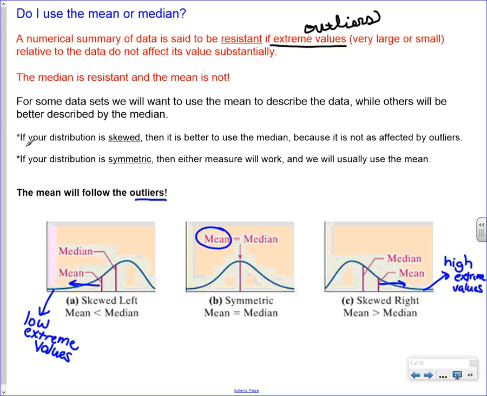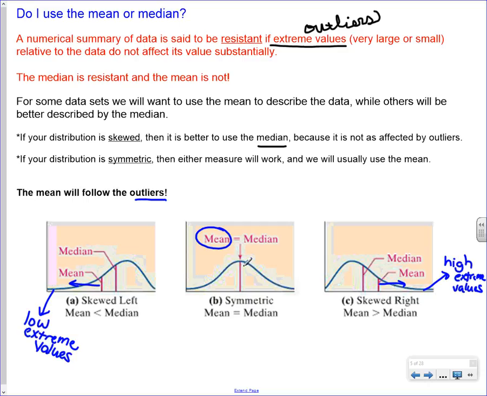Okay, so these are the general rules. If your distribution is skewed, so it looks like this or this, then use the median, okay, because it's not as affected by outliers. If your data is symmetric, so it looks like this, then the mean and the median should be fairly similar.